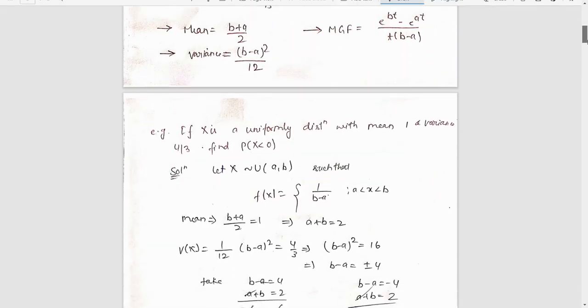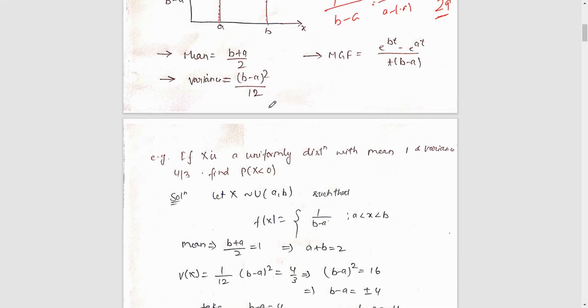Okay, so when we calculate the expectation or mean of this distribution, it is the integral from a to b of x times 1 by b minus a dx. If you calculate it, you will get that the mean is a plus b by 2, and the variance is b minus a whole square upon 12. So this is the mean and variance of the uniform distribution.